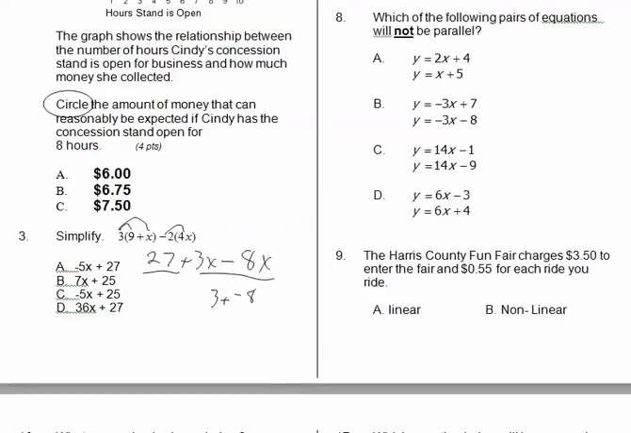So which of the following pairs of equations will not be parallel? So if you remember, parallel lines have the same slope. So y equals mx plus b. They would have the same exact thing in front of x. So only one of these does not have the same exact thing in front of x. That would be your answer.